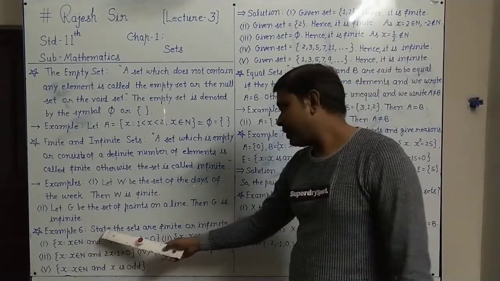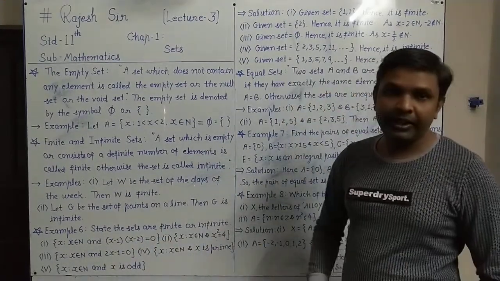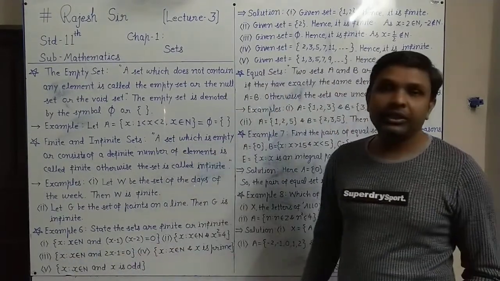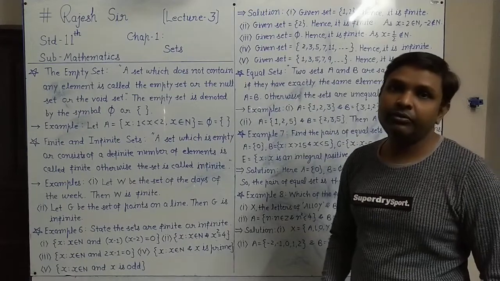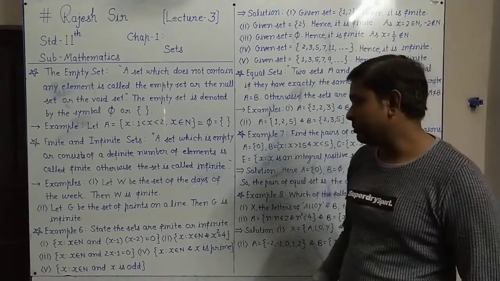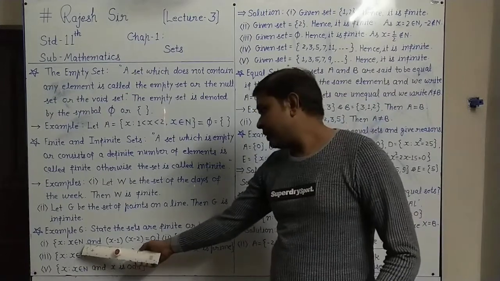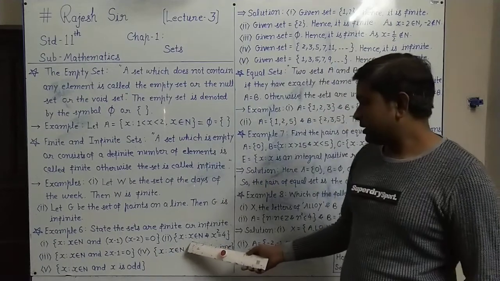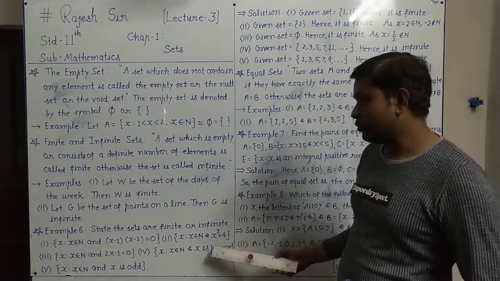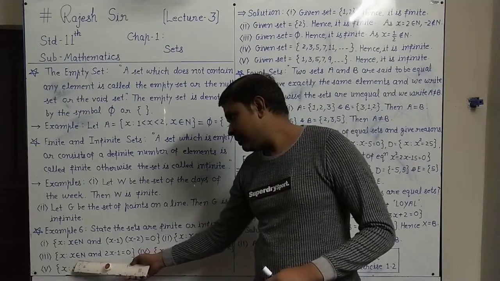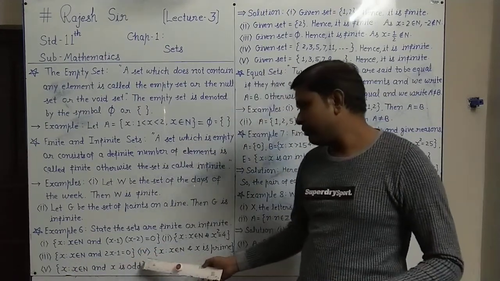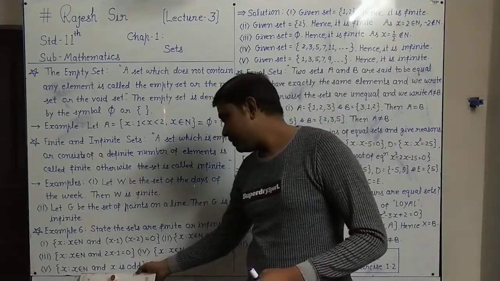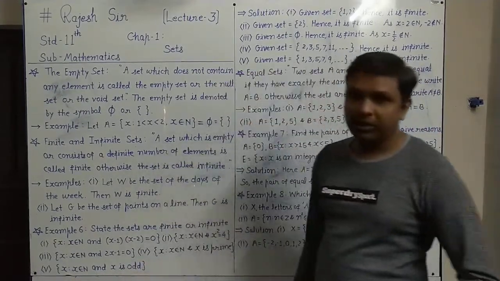Example 6: state whether the sets are finite or infinite. Among the five given, we have to see which is a finite set and which is an infinite set. First: x such that x belongs to N, (x minus 1)(x minus 2) equals 0. Second: x such that x belongs to N, x square equals 4. Third: x such that x belongs to N, 2x minus 1 equals 0. Fourth: x such that x belongs to N, x is a prime. Fifth: x such that x belongs to N, x is odd.